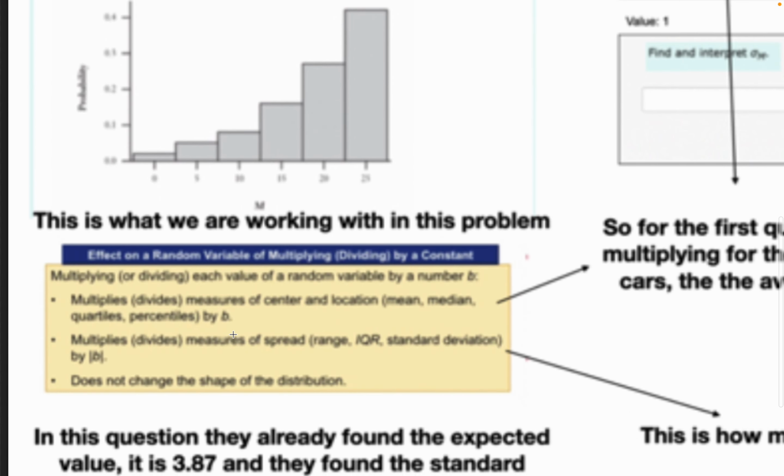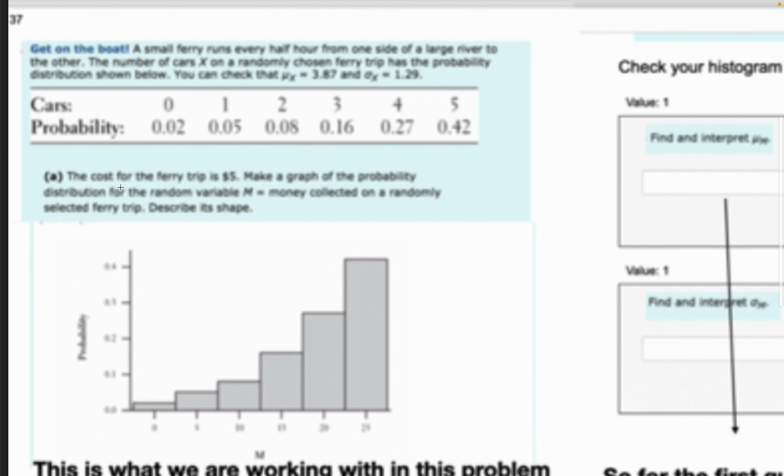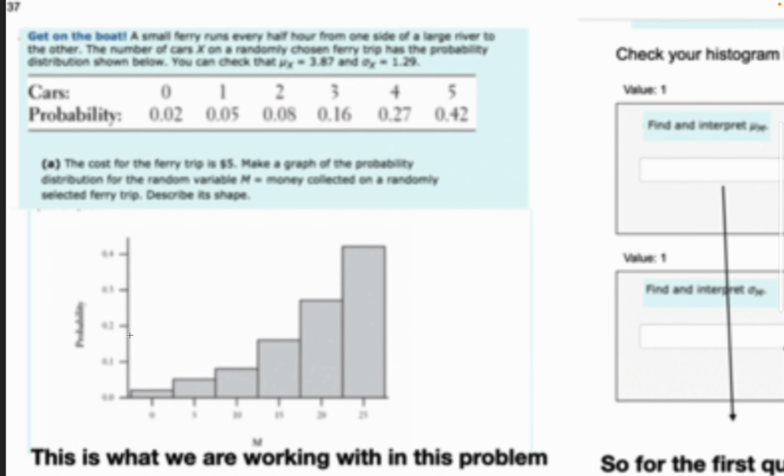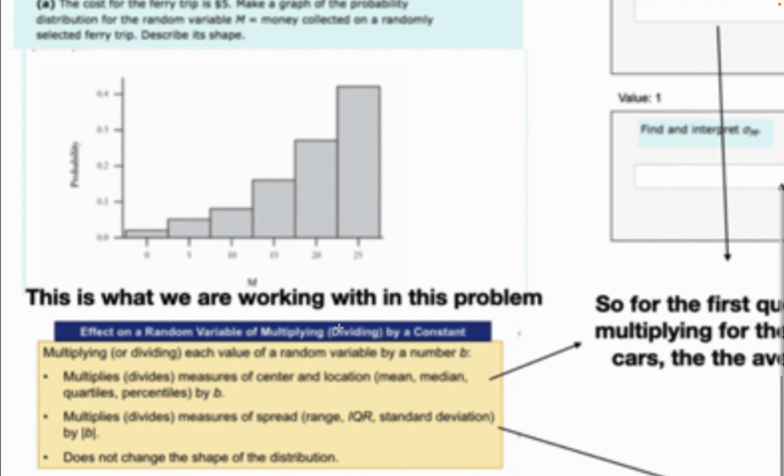All right, so it says down here, the cost for the ferry trip is $5. Make a graph of the probability distribution for a random variable M, money collected. Well, we're going to collect $0, right? We're just multiplying the number of cars times 5. This is why this is a linear problem, because each one of these cars, we can make $0, we can make $5, $10, 15, 20, and 25. And so we end up with a distribution like this, right?